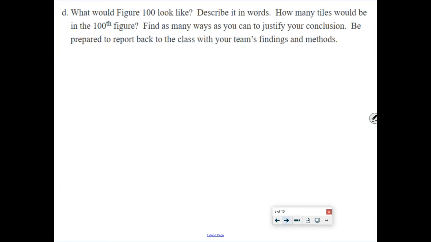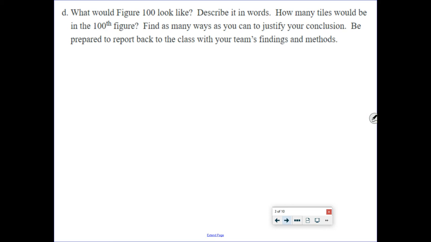What would figure 100 look like? Describe it in words. How many tiles would there be in figure 100? Find as many ways as you can to justify your conclusion. Be prepared to report back. So I want you to pause the video now and try to figure out how many tiles in figure 100. How do you know? How do you find it? Got it? When you are done, unpause it and we'll compare.